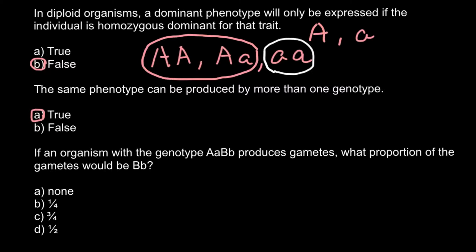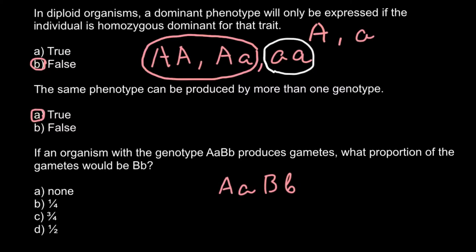And the next question, if an organism with a genotype that is heterozygous for both genes produces gametes, what proportion of the gametes would be capital B, small b? And let me write down this genotype one more time. So capital A, small a, and capital B, small b. As you see, this is a diploid organism, it has 2 genes, one gene A, another gene B. Gene A here is present in 2 copies. One is a dominant allele, another one is a recessive allele, and the same is true for the gene B. One allele is dominant, another one recessive. So this is a diploid organism.